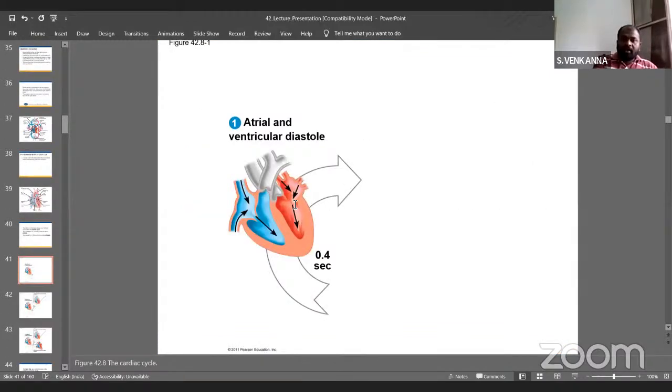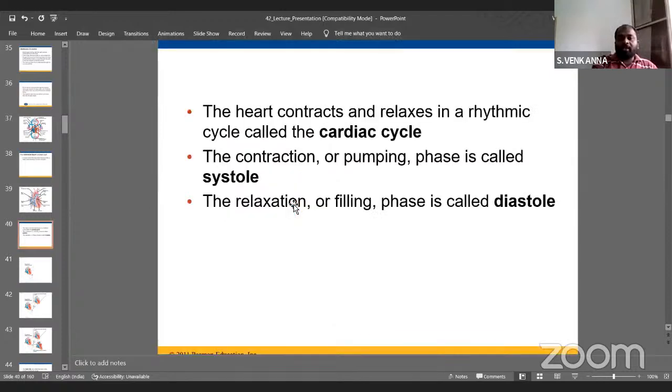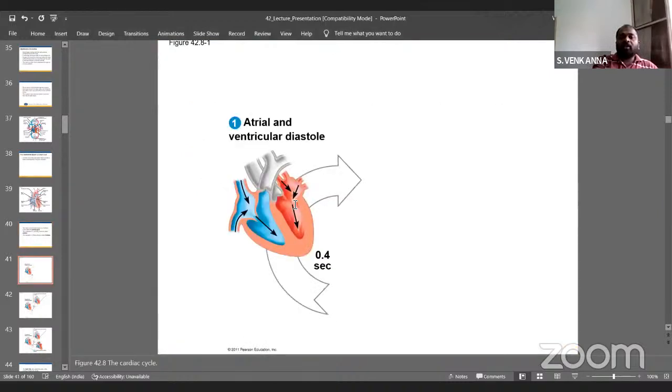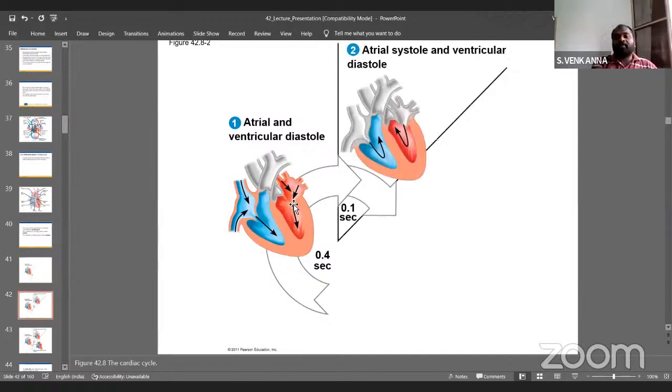This is atrial and ventricular diastole, 0.4 seconds. Diastole means the relaxation, or filling, phase. How much time is spent in diastole? Only 0.4 seconds.